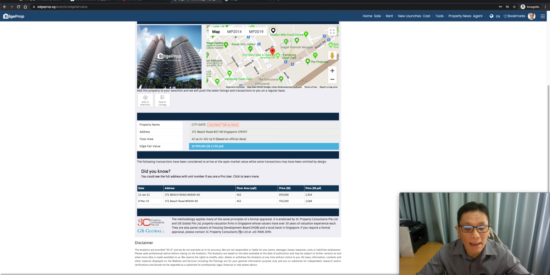Now all this methodology is computerized, so do not ask how they get it, but the whole basic idea is that they get it from past transactions from the neighboring projects. And from here you'll be able to get the fair value or the estimated valuation.